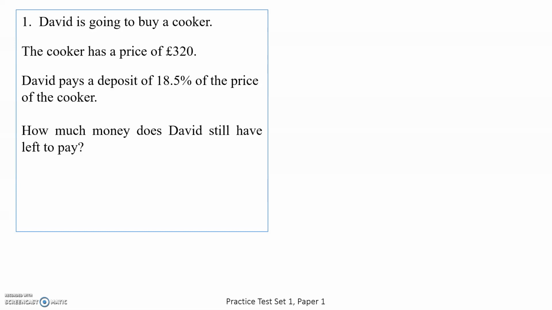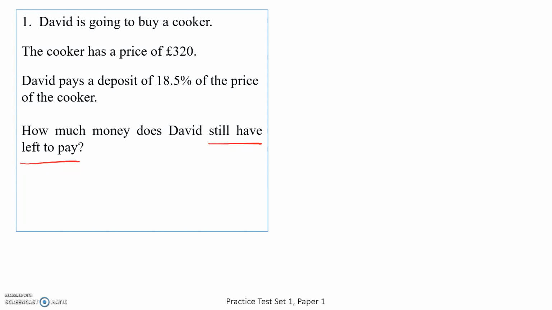Right, now we've changed the question slightly again. David's still going to buy the cooker, still got a price of £320. He still pays a deposit of 18.5% of the price of the cooker. This time though, the question says how much money does David still have left to pay? So he's already paid the deposit.